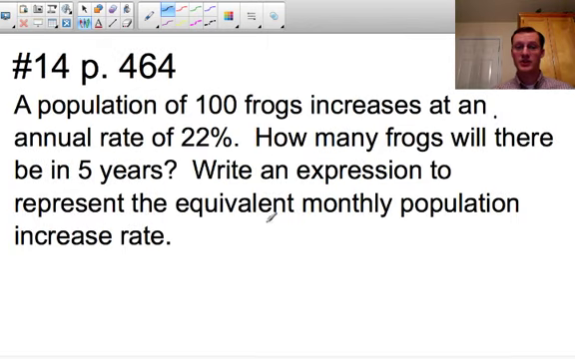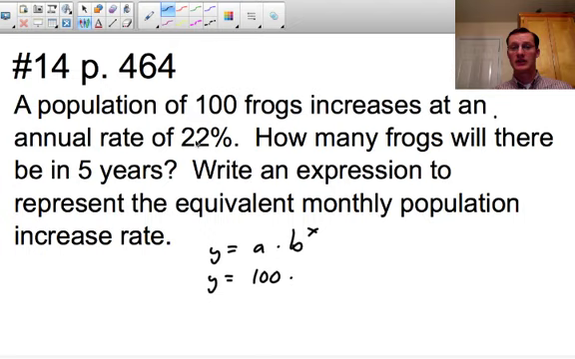Okay, a little bit different situation here. A population of 100 frogs increases at an annual rate of 22%. How many frogs will there be in 5 years? So we're going to start off y equals a times b to the x. Our initial amount is 100 frogs.